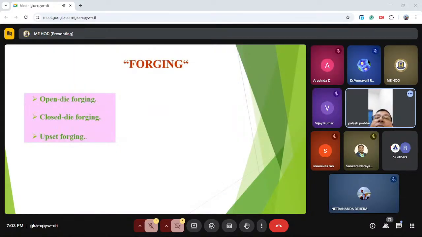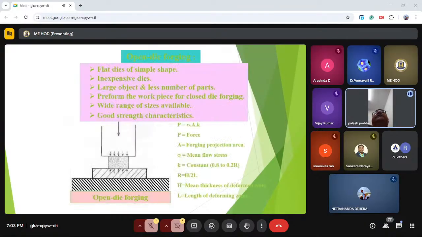Next. Now coming to the forging. Forgings are categorized into three parts: open die forging, closed die forging, and offset forging. Next, open die forging. Flat dies of simple shape, inexpensive dies. Dies are not so costly. Large objects and a small number of parts can be produced through this. It preforms the workpiece for closed die forgings.